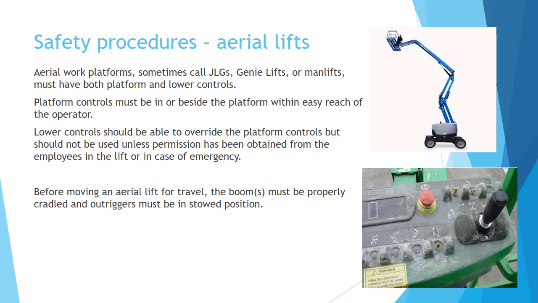Aerial work platforms, sometimes called JLGs, genie lifts, or man lifts, must have platform and lower controls. Platform controls must be in or beside the platform within easy reach of the operator. Lower controls should be able to override the platform controls, but should not be used unless permission has been obtained from the employees in the lift or in case of emergency.